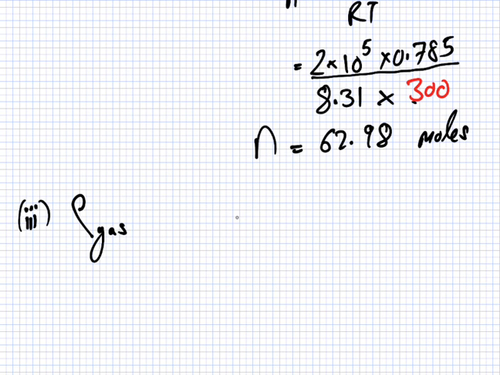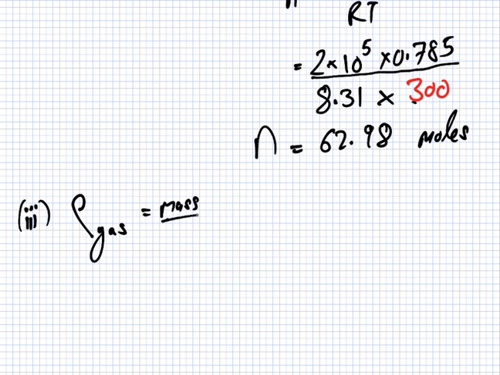So how many moles do we have? We have about 63 moles of H2. What is the molar mass of H2? Roughly 2. So this means 1 mole of H2 is 2 grams. So 63 moles, about 126 grams is the mass.